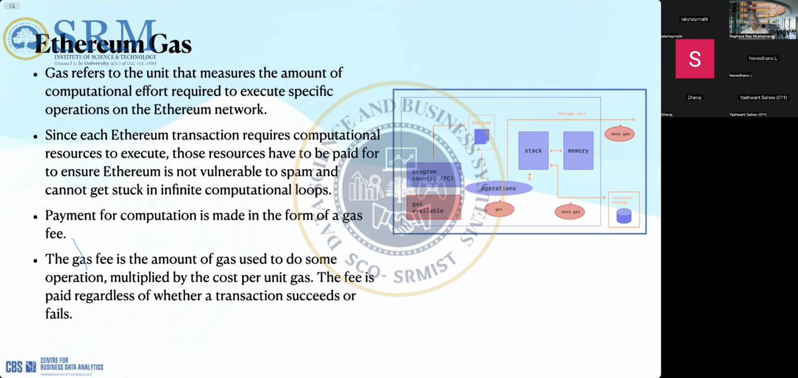So payment for computation is made in the form of the gas fee, and the gas fee is nothing but the amount of gas used to do some operation multiplied by the cost of the gas in terms of ether, right? One more important thing is the fee is paid regardless of whether the transaction succeeded or failed, right? So that is one important thing. And this is the execution flow of a transaction and things like that.